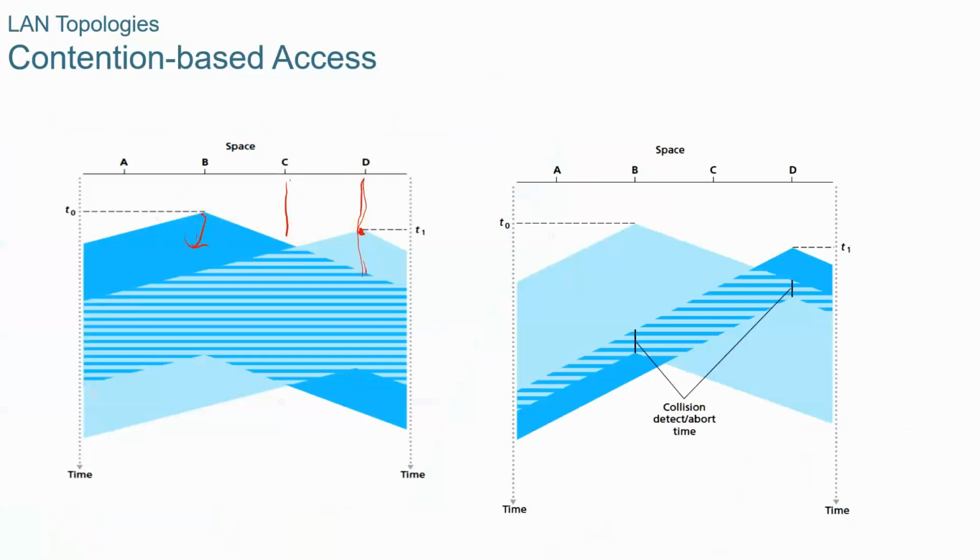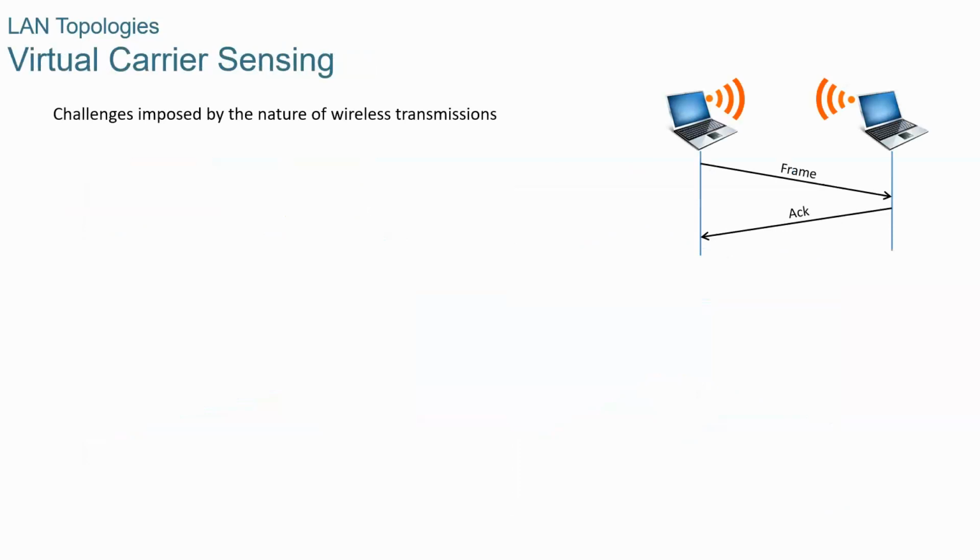With collision detection, which is the figure on the right, once B detects that another transmission is ongoing after it starts transmitting, it aborts the current transmission. It doesn't continue transmitting. It will wait for a random period of time and start sensing the medium again until it finds it's free and then tries to retransmit. Now, even if you do carrier sensing, collisions are not eliminated. Even if you do CSMA with collision avoidance, collisions are not eliminated.